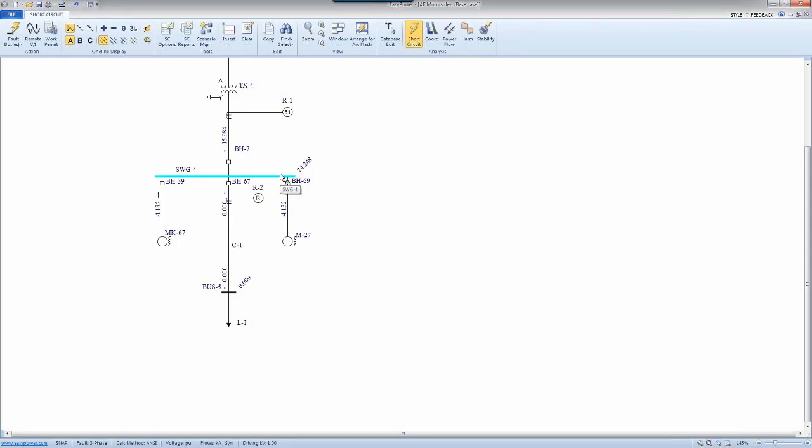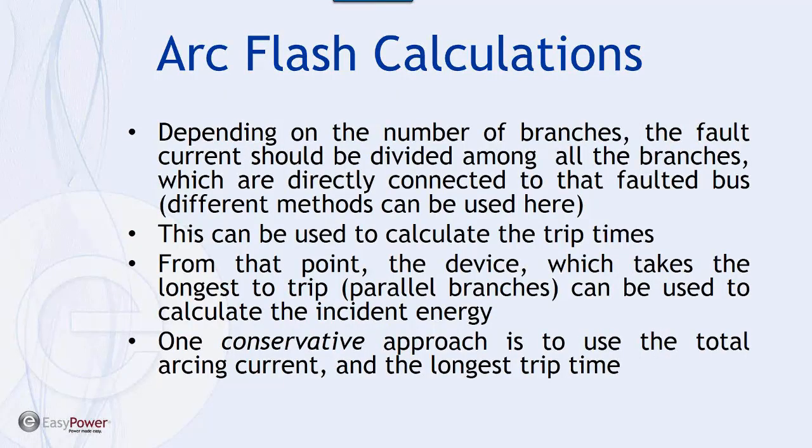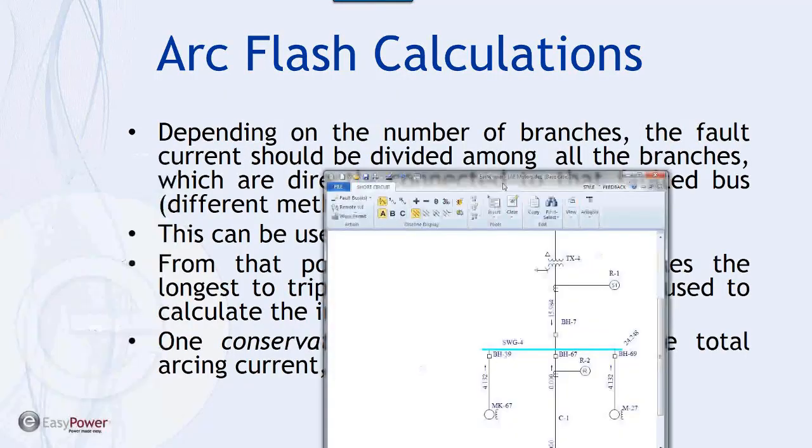Again, I kind of described point A, point B. I didn't go into much detail. That depends on the type of standard. But the last sentence that I had here, if you look at it, I say one conservative approach is to use the total arcing current and the longest trip time.